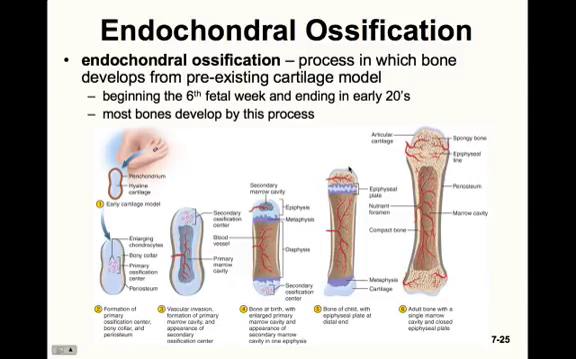In endochondral ossification, bone develops from a pre-existing cartilage model. So first of all, the skeleton develops in cartilage, and then it's replaced by bone. This process of endochondral ossification begins in the 6th week of fetal development and ends in the early 20s when the bones finally stop growing in length.